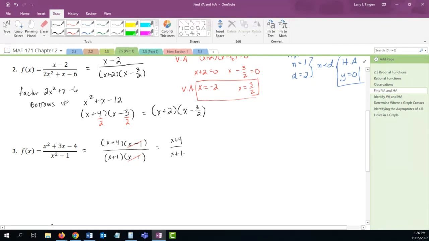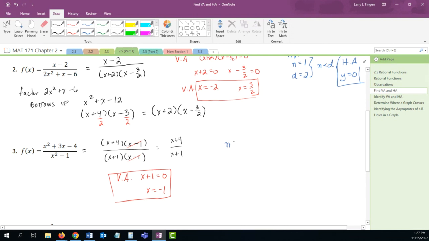Vertical asymptotes are the values of x that make the denominator 0 in the reduced form. So I got a vertical asymptote where x plus 1 is 0, which is negative 1. Okay.